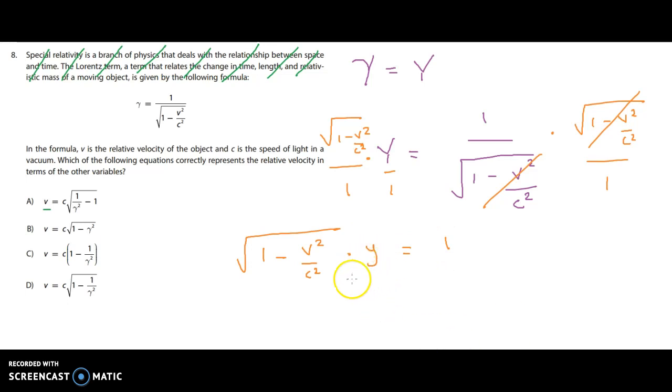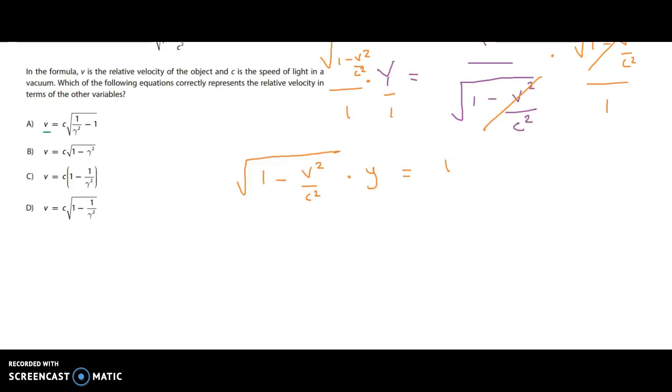Okay, well, next step we could do is move the 1 over to the other side. Because again, remember our goal is to strip everything away, and we're just left with v all on its lonesome on one side. So, let's do that. Let's switch up colors here. Let's do light blue. So that would get us to, if we divide both sides by y, we have this radical, 1 minus v squared over c squared, is equal to 1 over y.